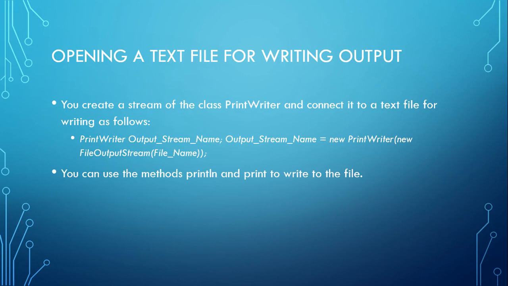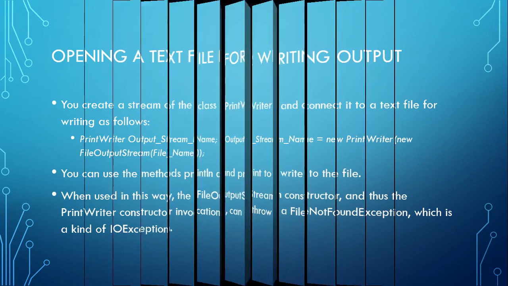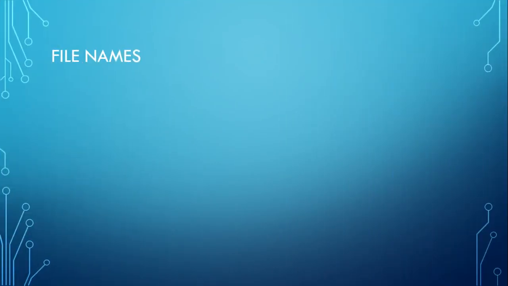We can use the methods print and println to write to the file, and when used this way, the FileOutputStream constructor, and thus the PrintWriter constructor invocation, can throw a FileNotFoundException, which is a type of IOException, which leads us right to some of our next stuff. All right, first off, file names.